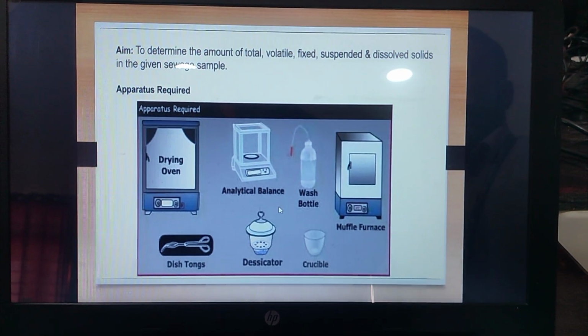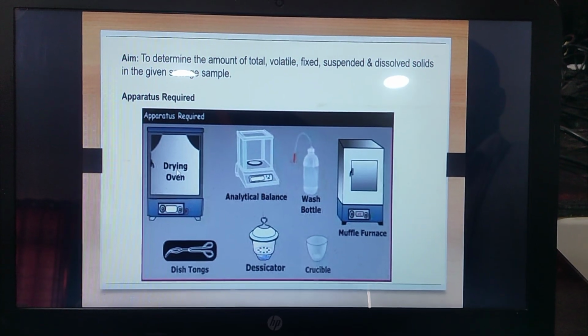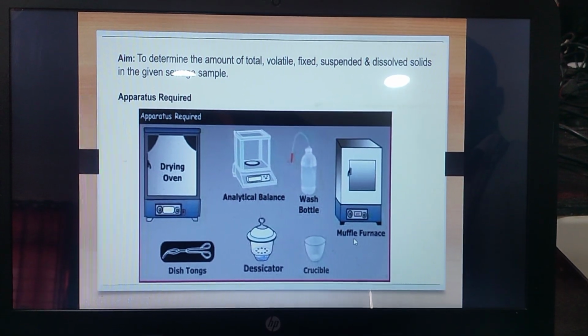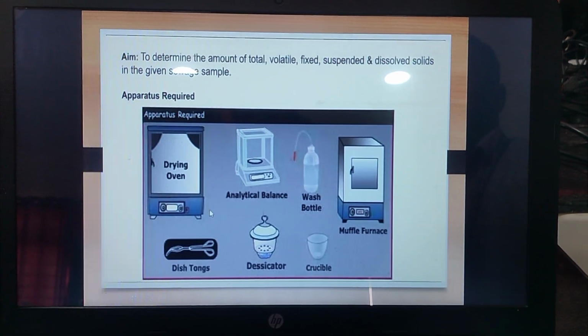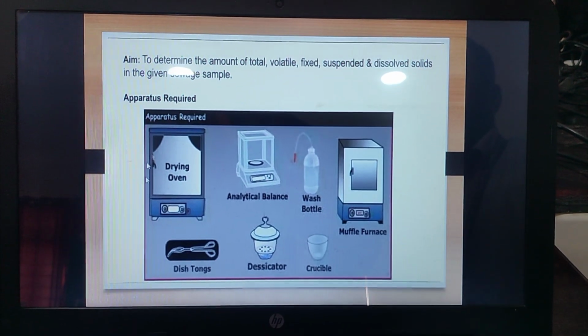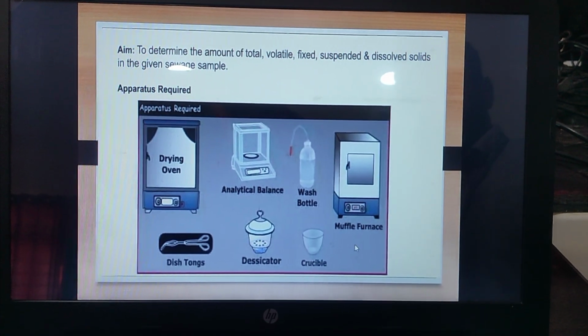The analytical balance is for weighing, and the oven is for drying. You already know the oven we have in the environmental engineering lab, and the muffle furnace. The drying oven has a heat producing capacity of nearly 200 to 120 degrees centigrade, and the muffle furnace goes up to 1000 degrees centigrade.